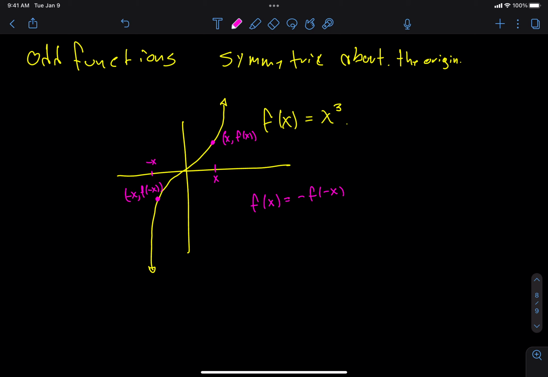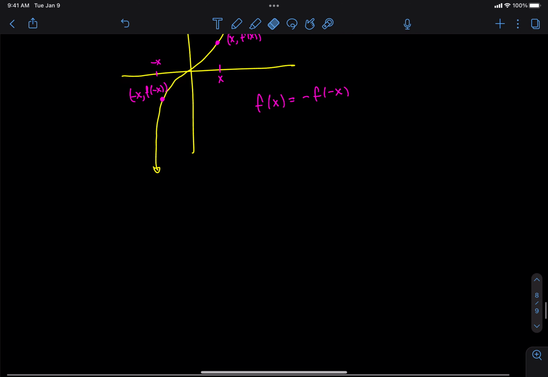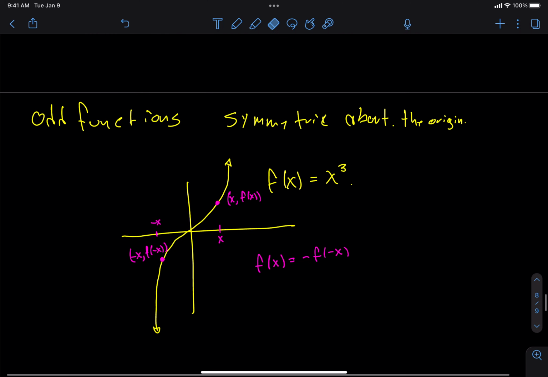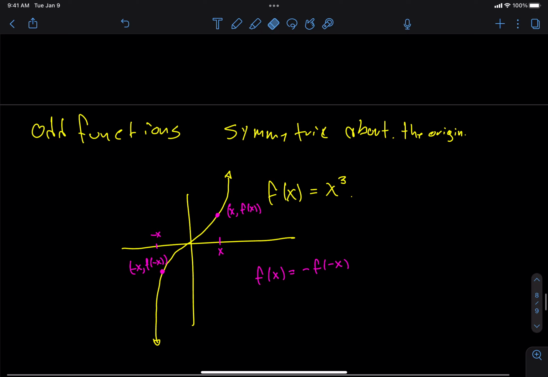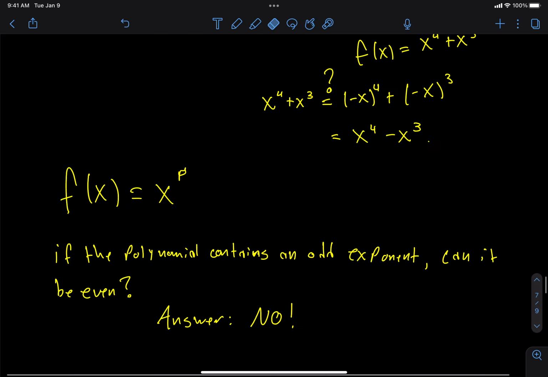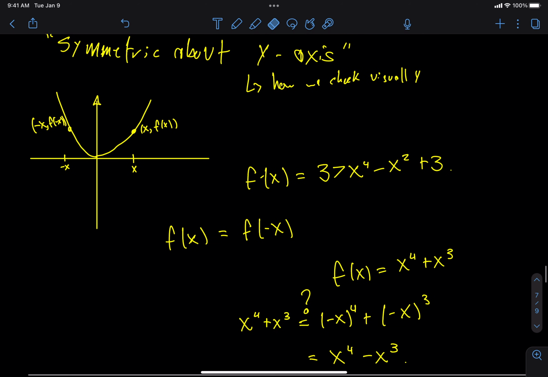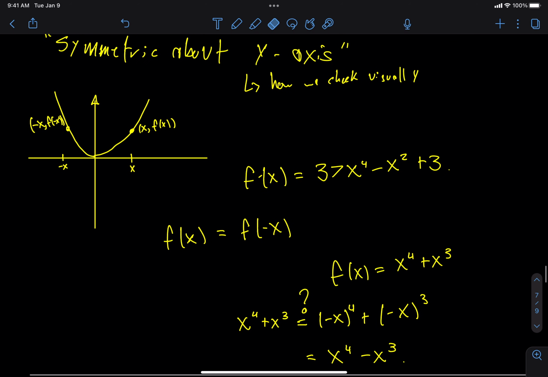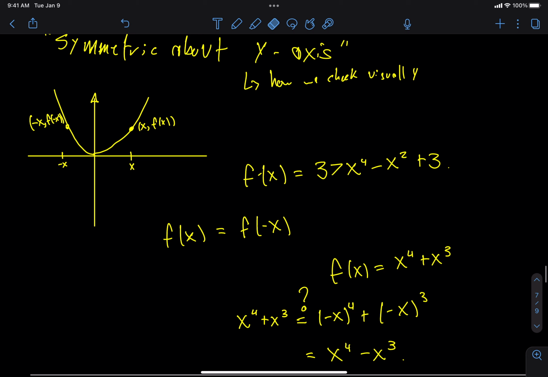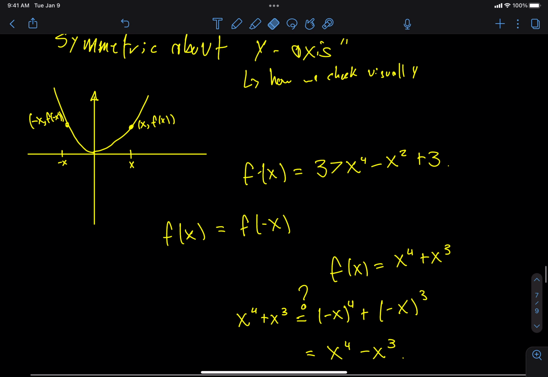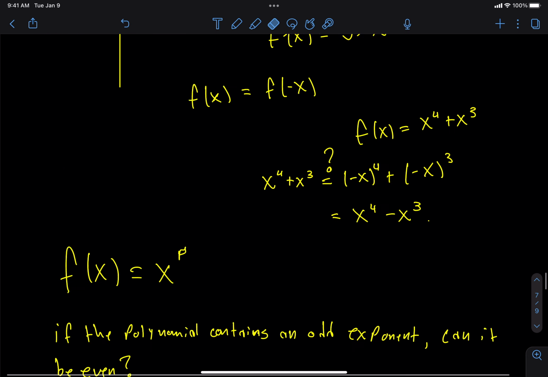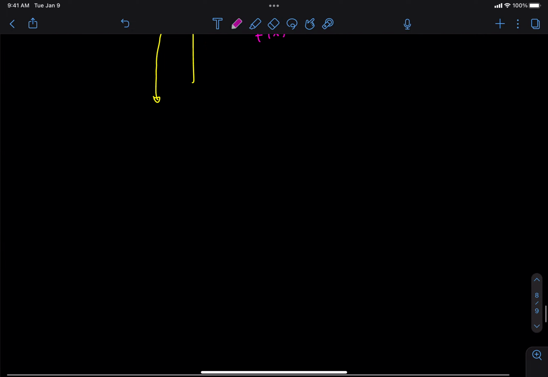So let's try this function. Let's try something like this. By the way, unlike integers, functions do not have to be either even or odd. When we think about numbers like 1, 2, 3, 4, 5, they're either even or they're odd. For functions, it's possible that you have neither even nor odd. So let's see an example.